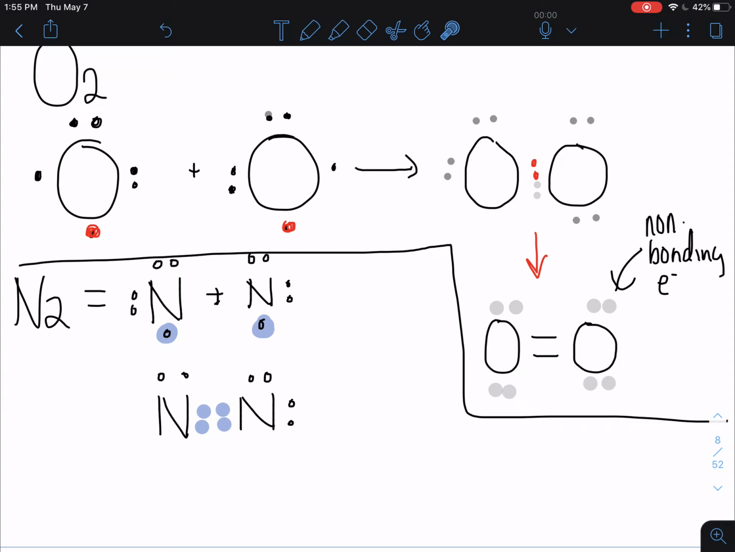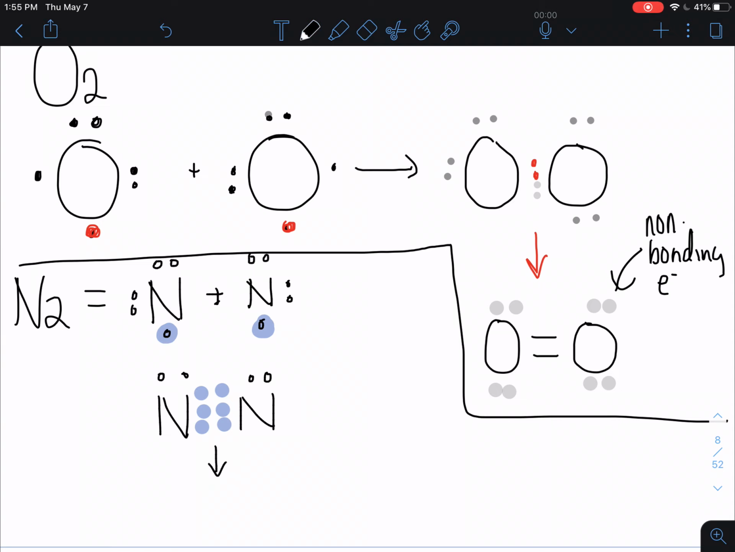So this nitrogen's good, but guess what? This one still is not good. It still has 6. So that means we're going to have to take these two and place them here. All right, now let's take a look. 1, 2, 3, 4, 5, 6, 7, 8 for this one, and 1, 2, 3, 4, 5, 6, 7, 8 for this one. So now each nitrogen has an octet.